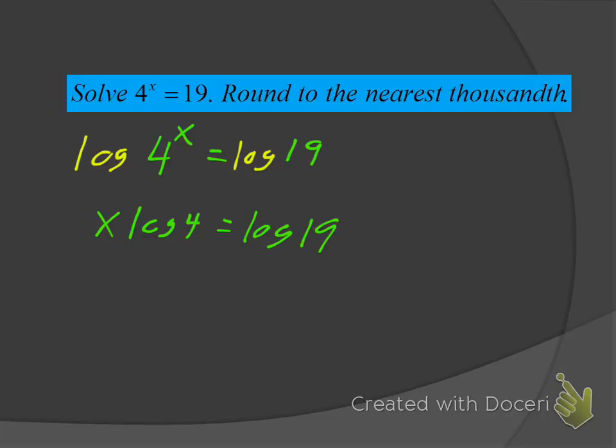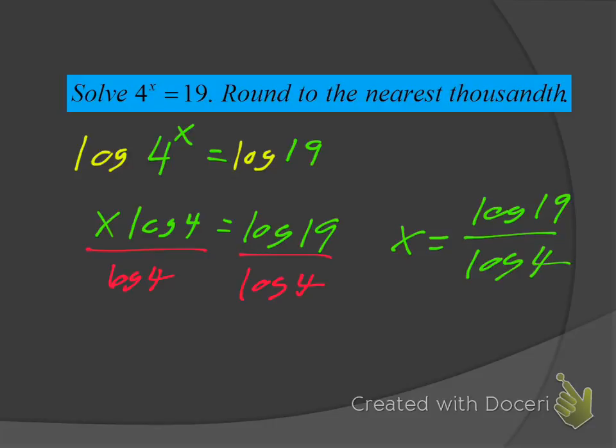And remember that the whole goal is to solve for x. And remember that log of 4 is just a number that's being multiplied by x. So to get rid of this log of 4 that's being multiplied by x, you can divide by log of 4. So that gives you x equals log of 19 divided by log of 4. So that's the algebra to it, and the algebra is very important.